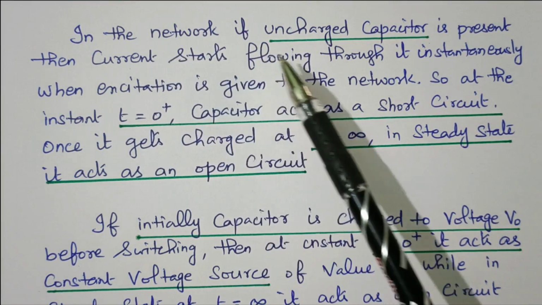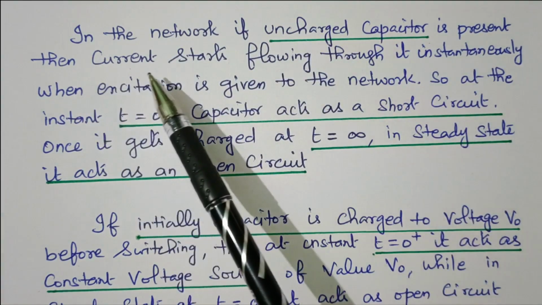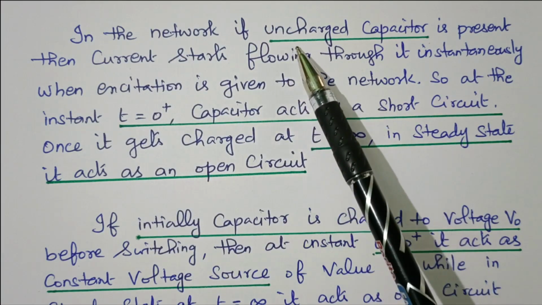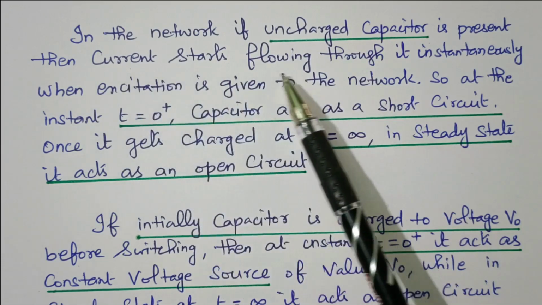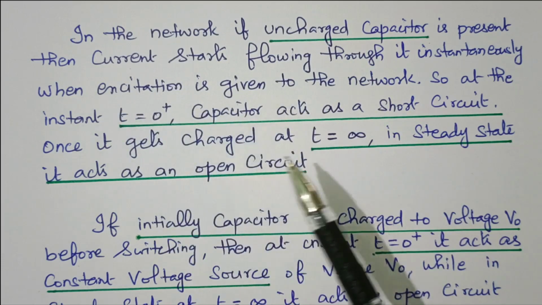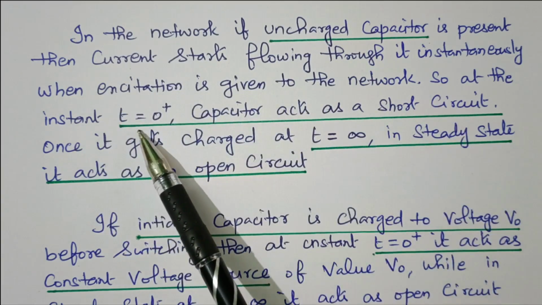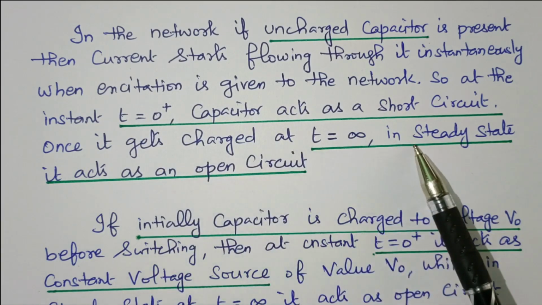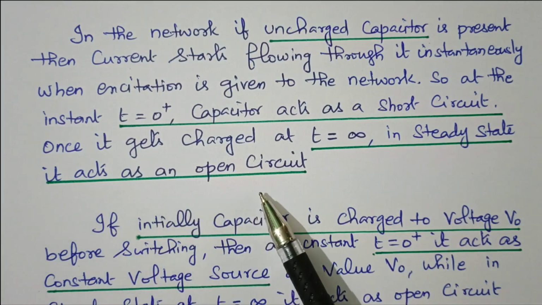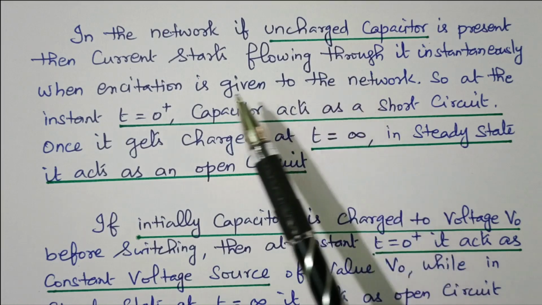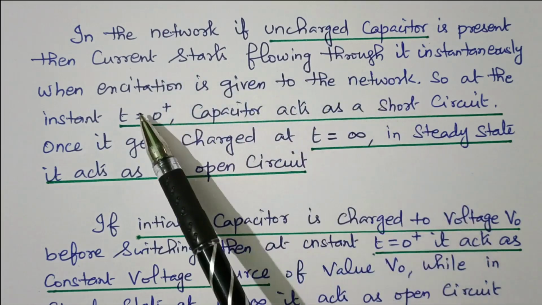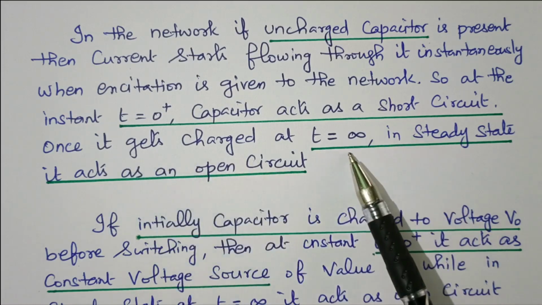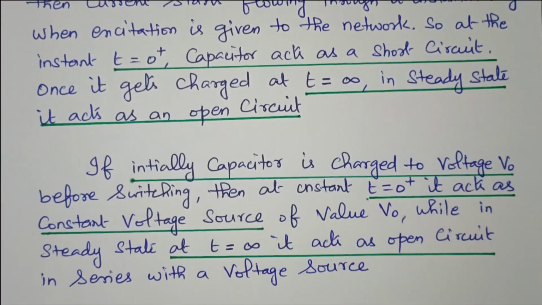In a network, if an uncharged capacitor is present, then current starts flowing through it instantaneously when excitation is given to the network. It will start charging, so current flows through it instantaneously. So at the instant t equal to 0 plus, that is after switching, the capacitor acts as a short circuit. Once charged, at t equal to infinity in steady state, it acts as an open circuit. That is the conclusion we got.